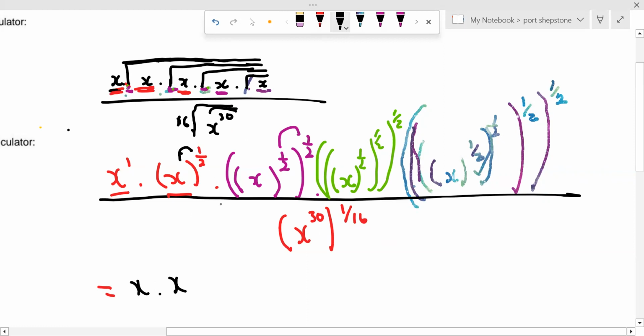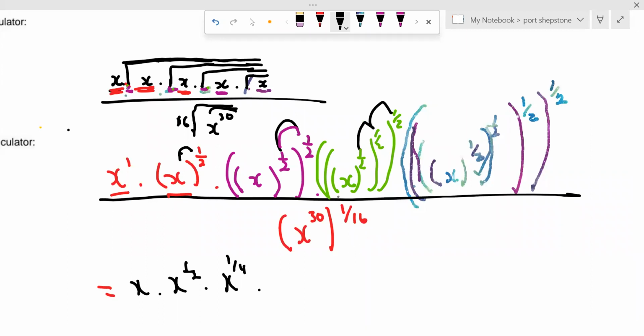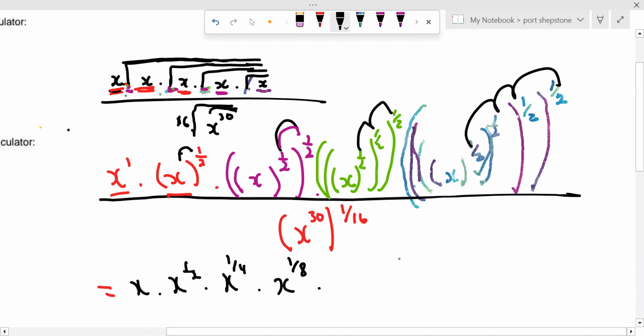1 multiplied by half. Multiplied by a quarter, x to the power 1 all over 4. Multiplied by, we're multiplying it again. So it's going to give us x to the power 1 all over 8. Multiply by, we have x to the power 1 all over 16.